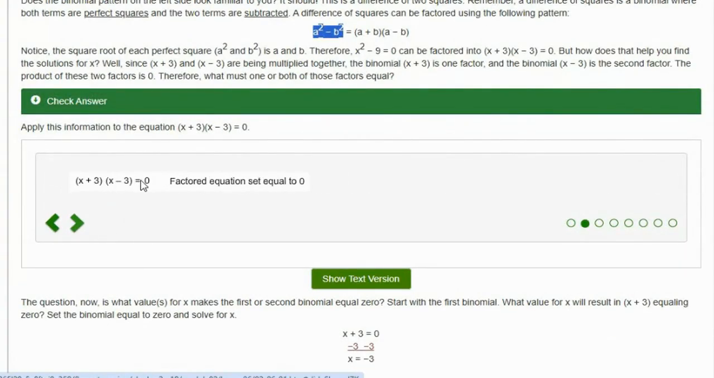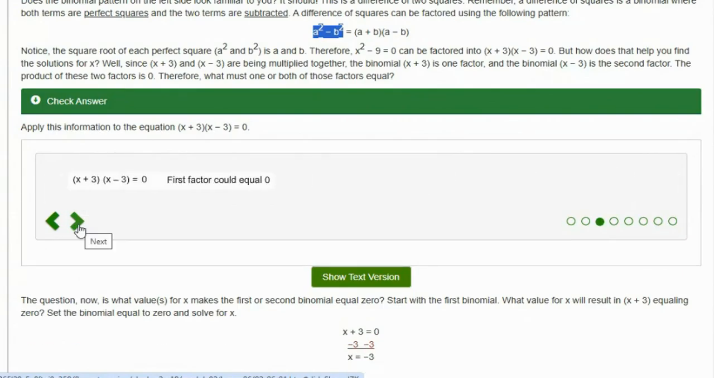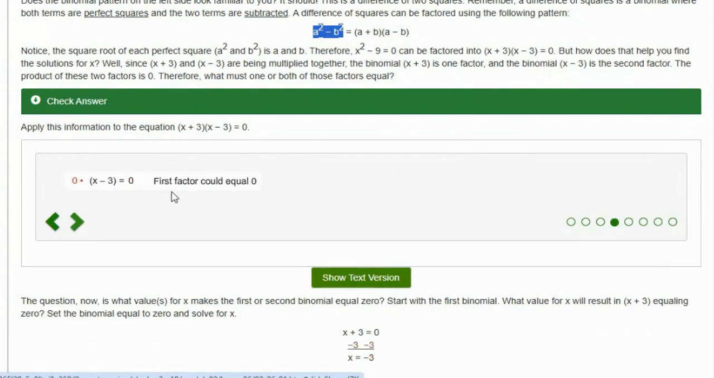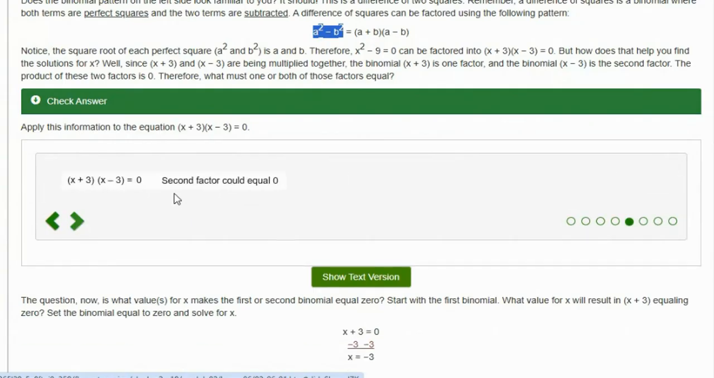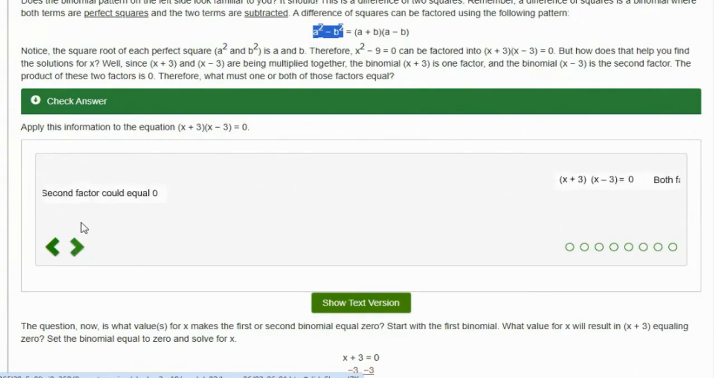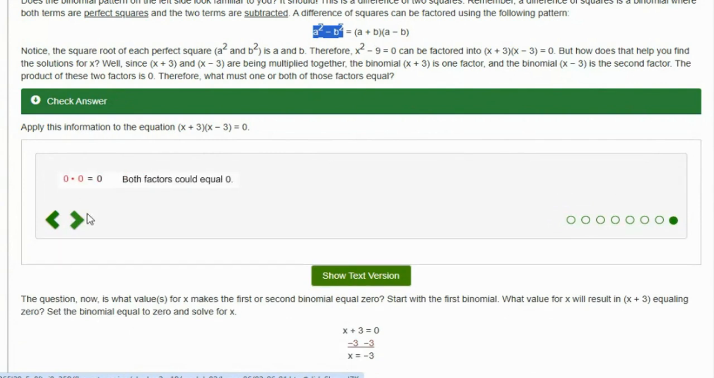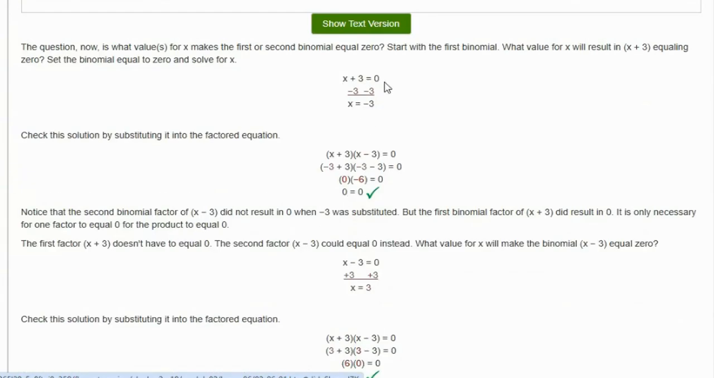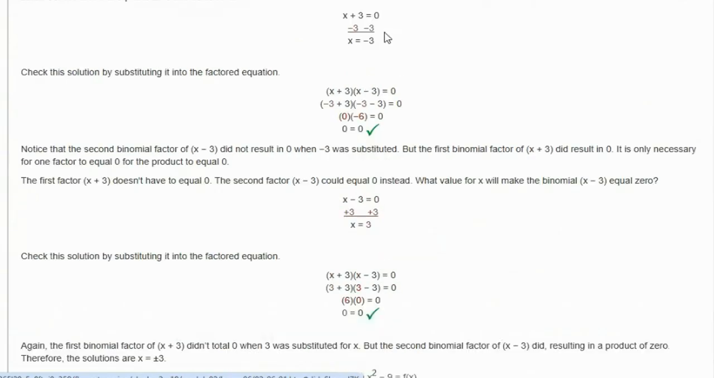The factored equation is set equal to 0. The first factor could be a 0 because if you multiply two things together and you get 0, something has to be a 0. Or the first factor could equal 0. Maybe the second factor equals 0. Maybe x minus 3 is 0. But it could be that both of them equal 0. Maybe 0 times 0 equals 0. But anyway, to get 0, something has to be a 0. So that's why we set x plus 3 equals 0 and x minus 3 equals 0 and solve to get 3 and negative 3.